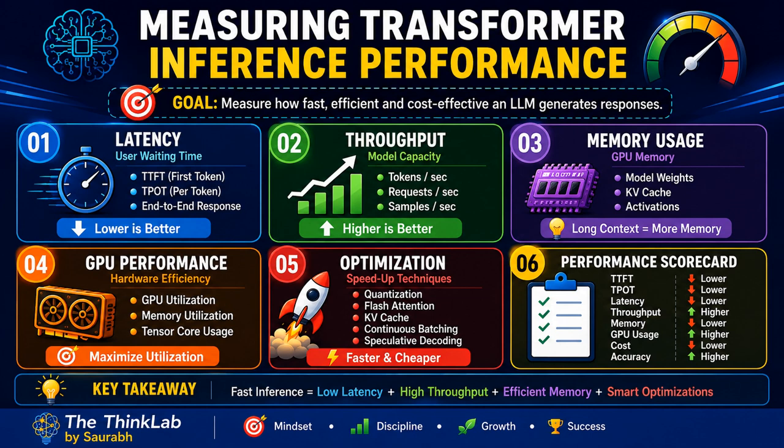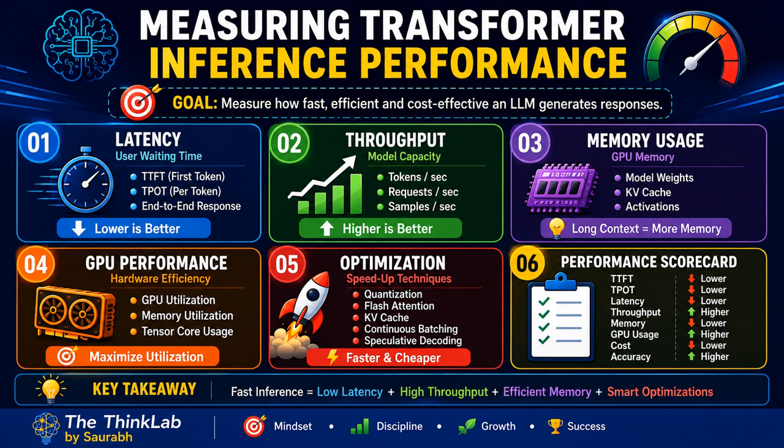Now we are moving to the performance scorecard. When you evaluate a particular inference system, remember these rules, right? Lower TTFT is better, lower TPOT is better, lower latency is better, lower memory use is better, lower serving cost is better, higher throughput is better. Higher GPU utilization is better, higher accuracy is better. Never optimize only one metric, always maintain a balance, right?